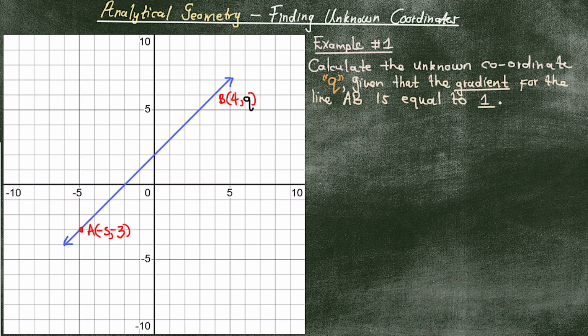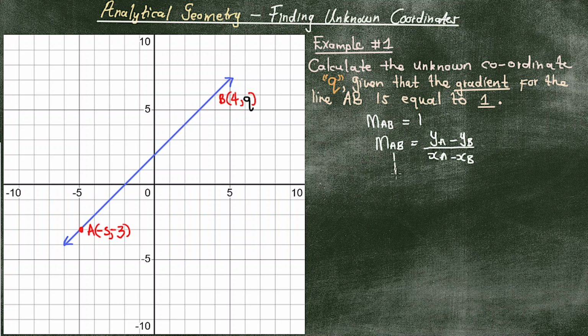Let's take this one. So with example number 1, we are given a gradient. They want us to calculate the unknown coordinate q, given that the gradient for the line AB is 1. So the gradient AB is equal to 1. Find q. So how do we do that? We use the gradient formula, of course. So the gradient of AB is equal to YA minus YB over XA minus XB.